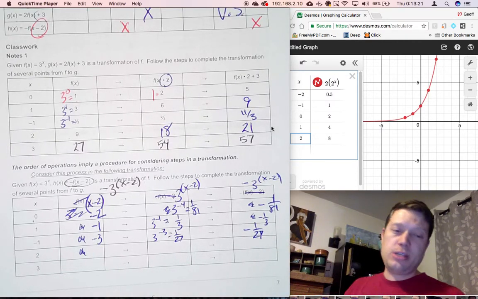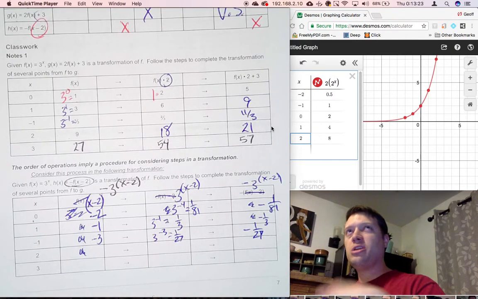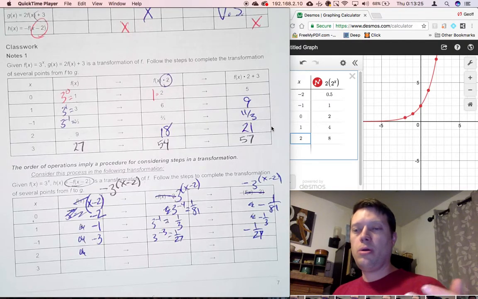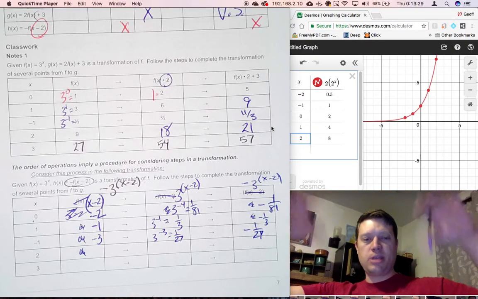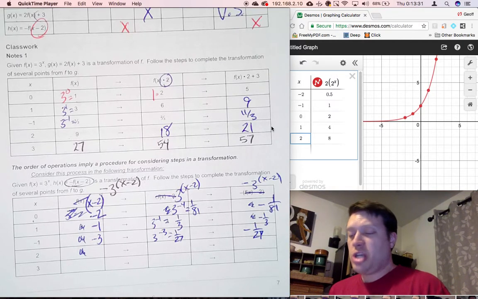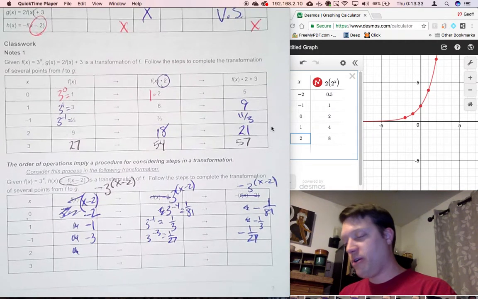In fact, all of these answers will be negative because the function never touches 0. So if we're going to flip it over the x-axis, we're going to go from every number positive to every number negative. It's totally a change in the range of the function.